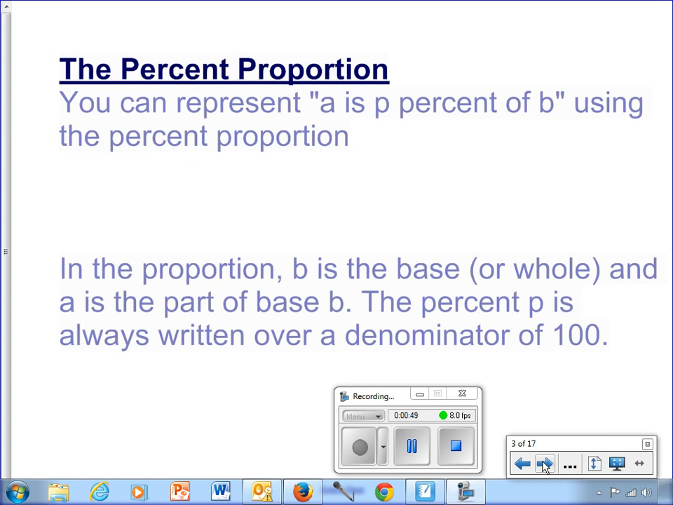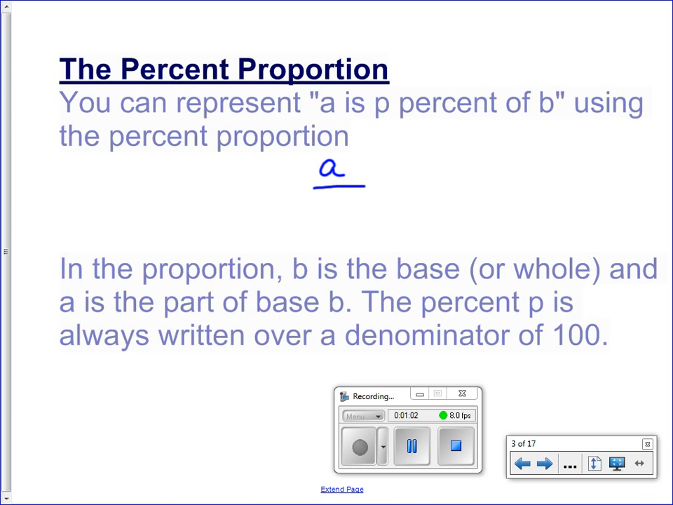The percent proportion. You can represent A is P percent of B using the percent proportion. All right. The percent proportion looks like this. A over B is equal to P over 100. In this proportion, B is the base, or the whole, and A is the part of base B. The percent P is always written over a denominator of 100.